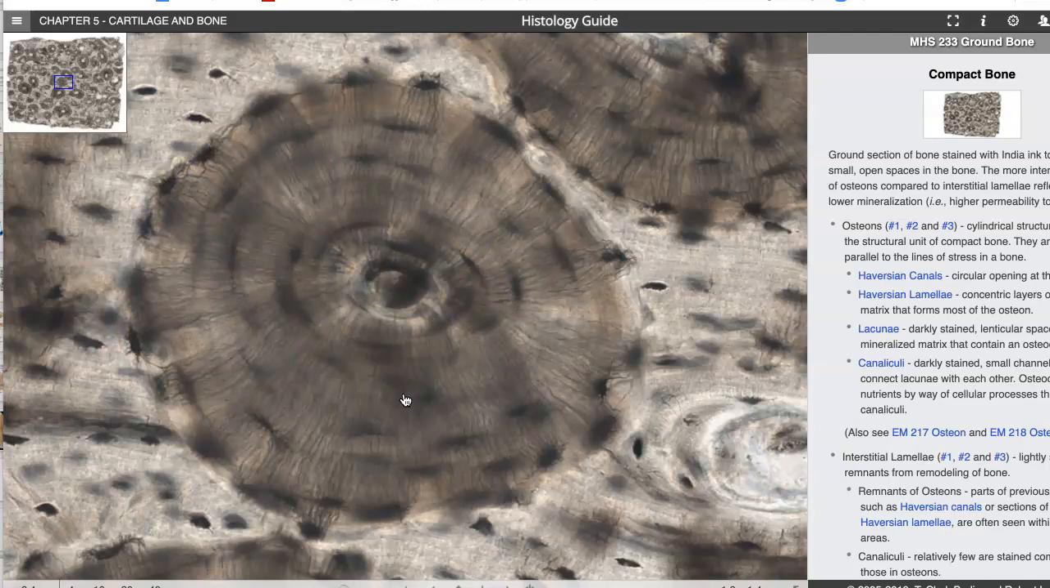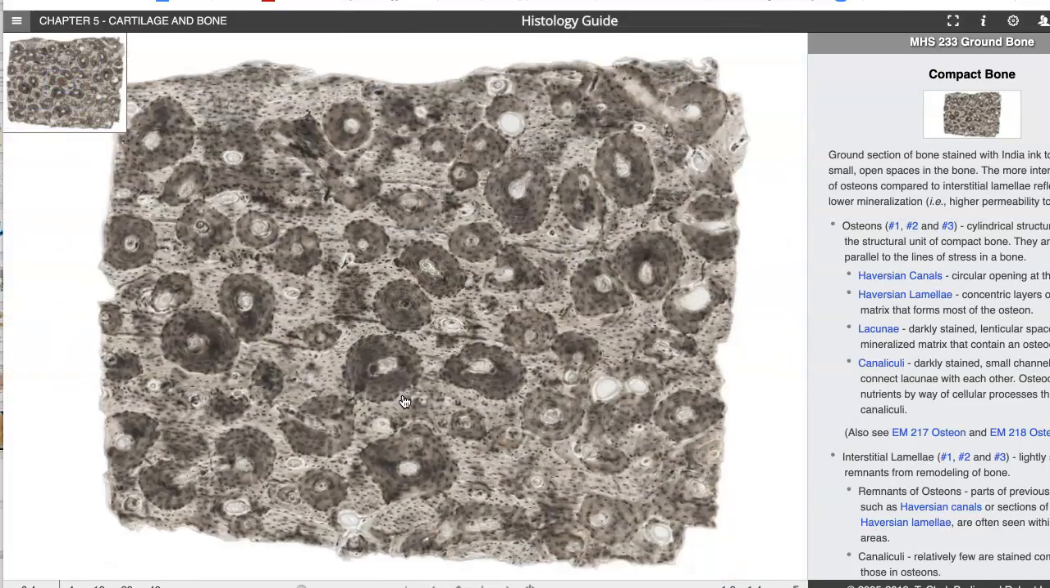Whew! I think we went over everything very well. You should have this down by now. So one more video on the introduction to the skeletal system. It will be osteogenesis, or how we make bone.